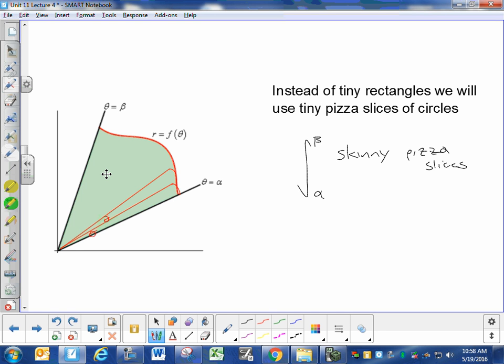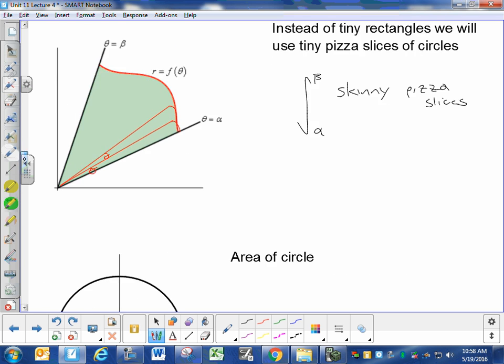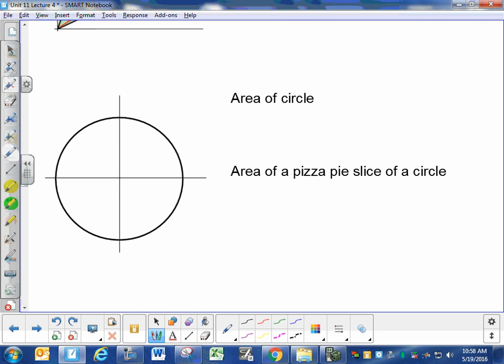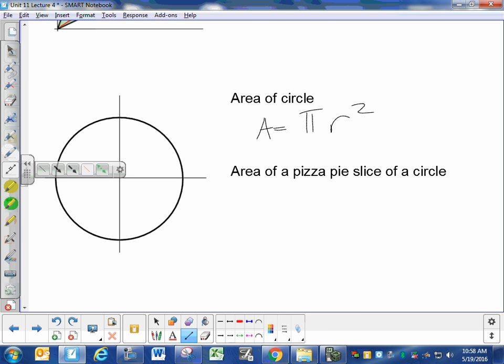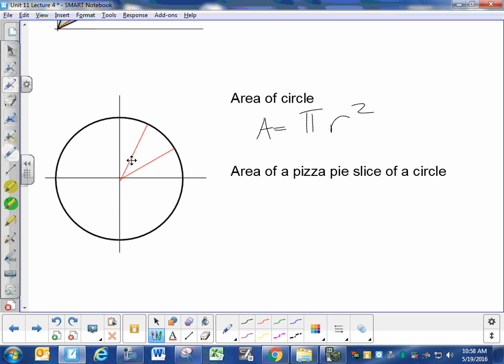Well, we found out the area of a rectangle easily, base times height. What's the area of a skinny pizza slice? Let's figure that out. We know what the area of a circle is, right? Good. Well, let's just take a section of the circle, or a pizza slice of the circle. There is a pizza slice. It is denoted by a theta measurement. Let's do that theta in a different color so I can fill this in.